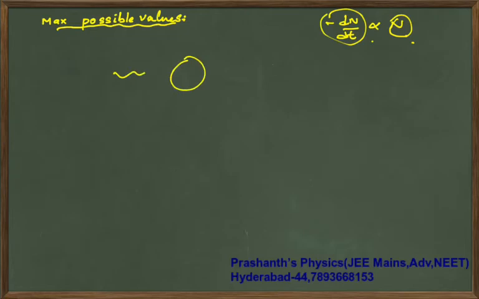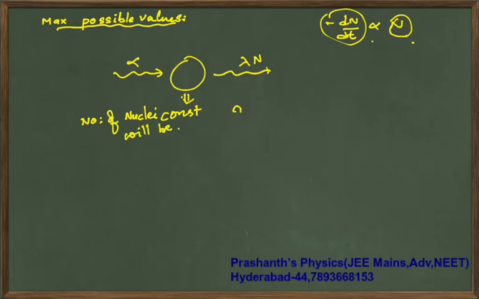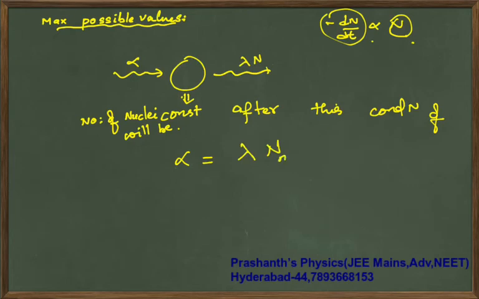So if alpha is the rate at which it is being produced, lambda n is the rate at which it is being disintegrated. So here it will become constant. The number of nuclei present will be constant after the condition alpha is equal to lambda times n max is satisfied.